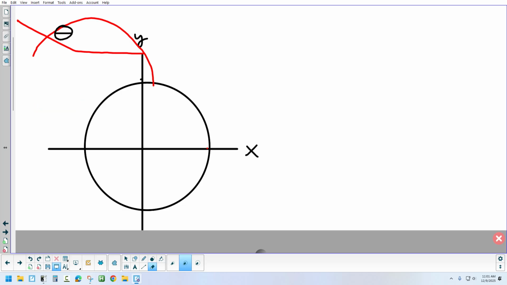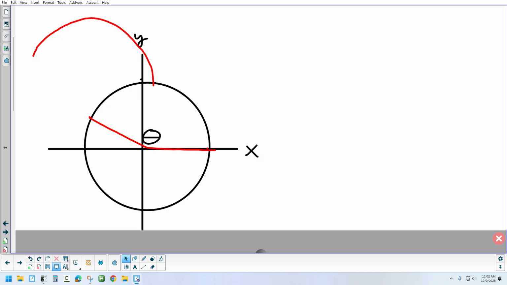So I've got a circle with an x and a y axis. And in that circle, I can draw any size angle I want. So this is the angle that I'm going to draw, just like that. Okay, so that angle we'll call theta, angle in red.